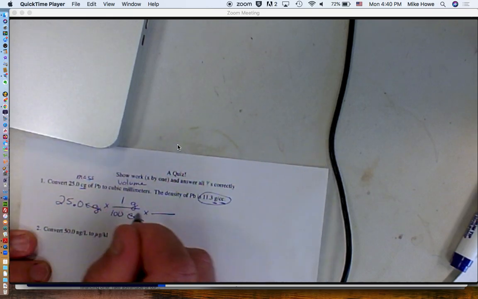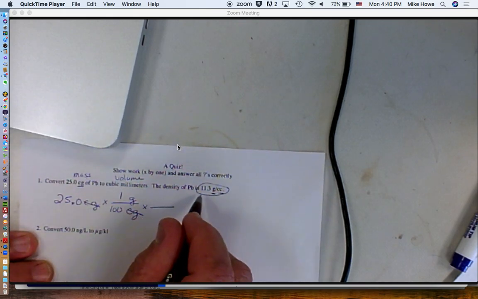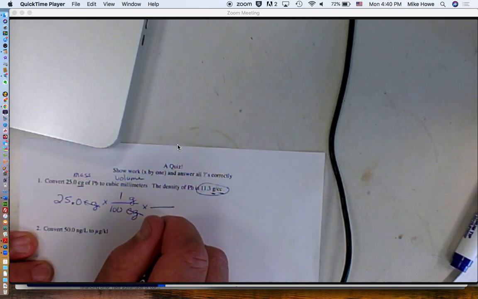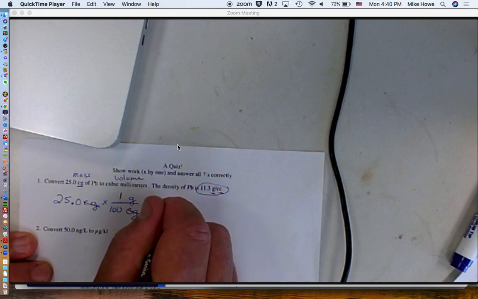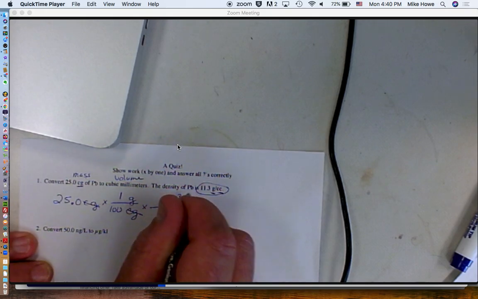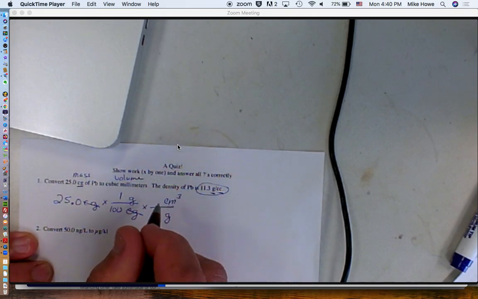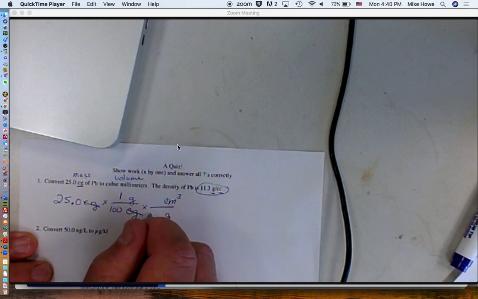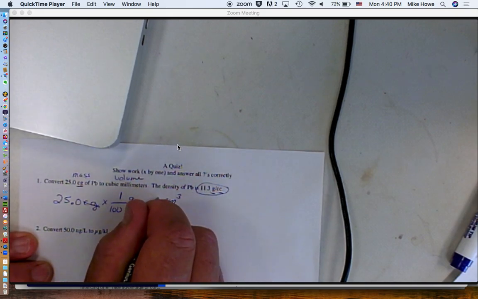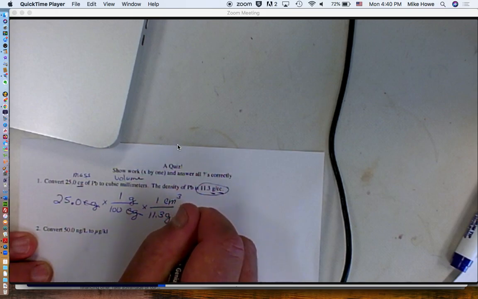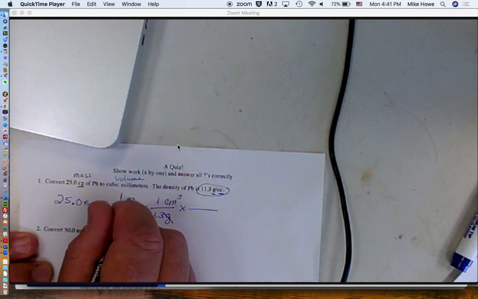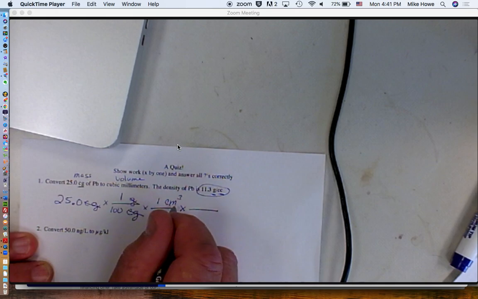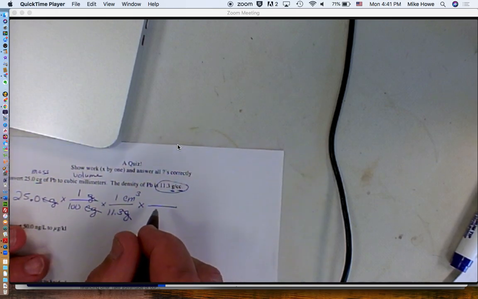Centigrams have now canceled, and our unit is grams, so we're able to use this conversion factor. We'll use it kind of upside down to put grams on the bottom. We'll put cm cubed on the top. Remember cc, cm cubed, same thing. So this says that 11.3 goes with grams and 1 goes with cubic centimeter. Now grams have canceled, and the unit that we have in play at the time is cubic centimeters.